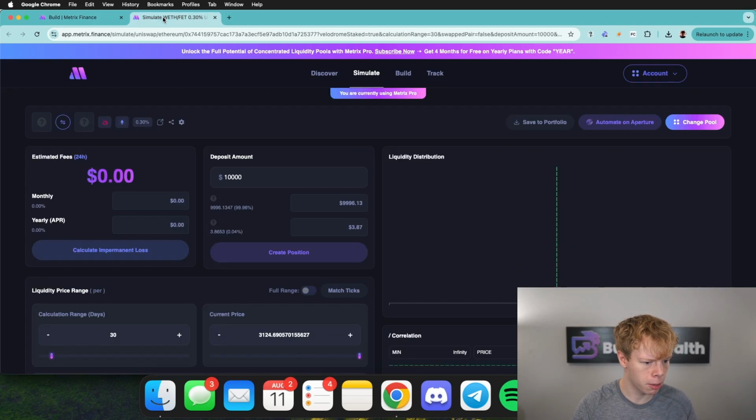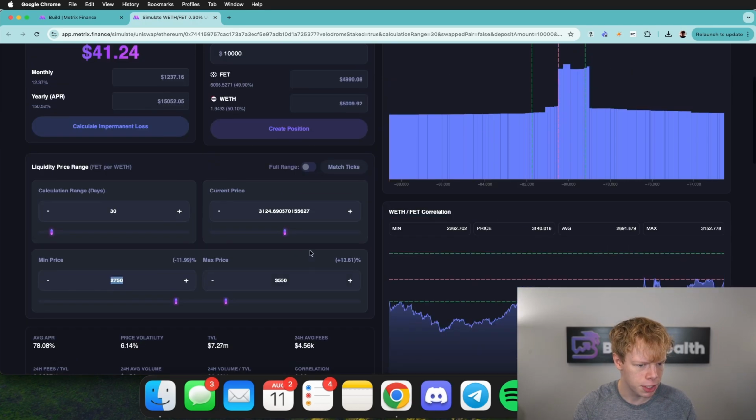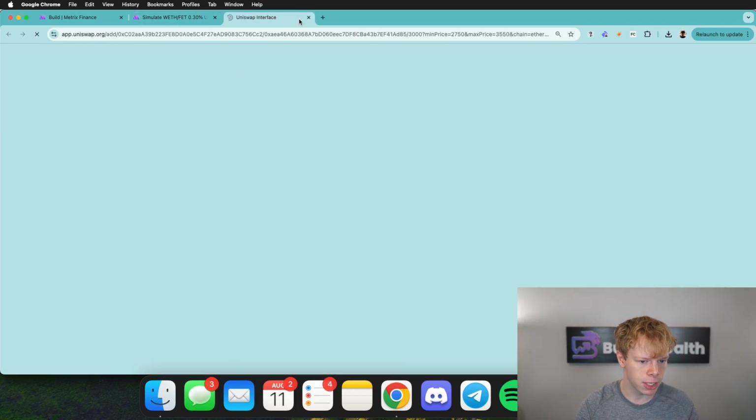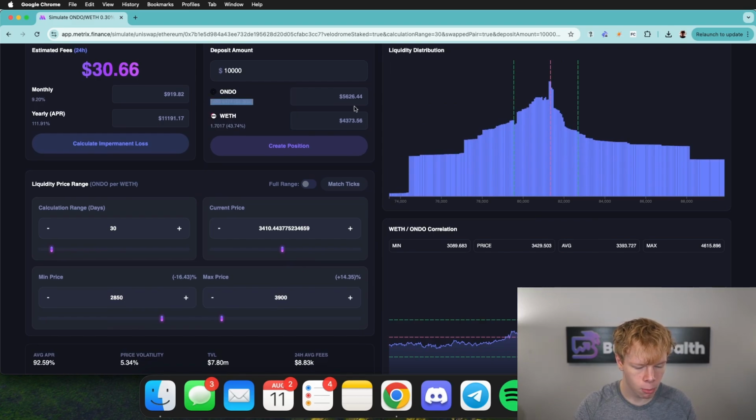Let's try it out with Ethereum to FET. We could put the top price here at 35.50, and then we could keep that min price at 27.50. That gets us about 50-50 of each asset. Then we're going to do it with Ethereum to Ondo. We're going to put that max price at 3,900. I'm going to bring that min price to 28.50. That weights me a little bit more towards Ondo.